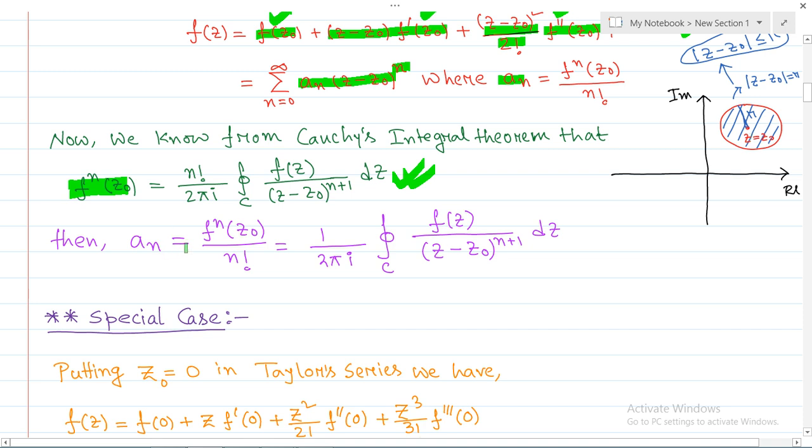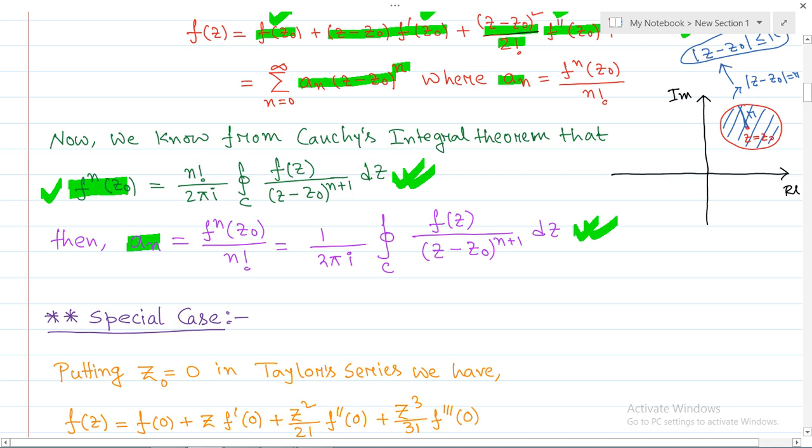Okay, so a n equal to f to the power n z0 by n factorial, which can be written as, this n factorial can be cancelled out whenever we put the value of f to the power n z0 from the Cauchy's integral formula. So the coefficient value of a n for this Taylor series can be easily obtained using this formula: 1 upon 2 pi i integration over c f of z by z minus z0 whole to the power n plus 1 dz.